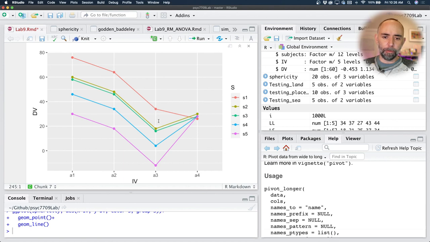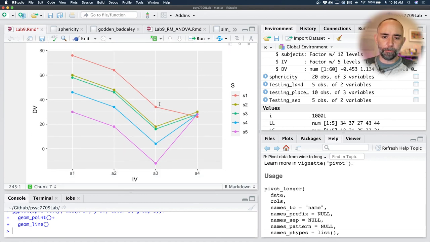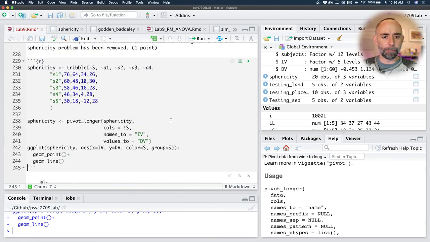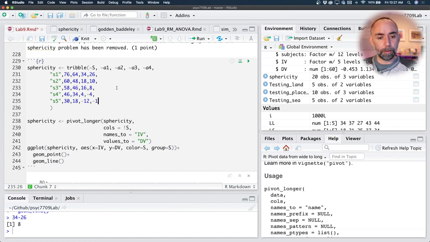Let's do A3 to A4. Make subjects 2, 3, 4, and 5 have the same effect as subject number 1 here. So that's going down by 8, it looks like. Let me just type it in. 34 minus 26 is 8. So 18 minus 8, 16 minus 8 is going to be 8. 4 minus 8, I'm going to go to minus 4. And here we're going to go to minus 20.